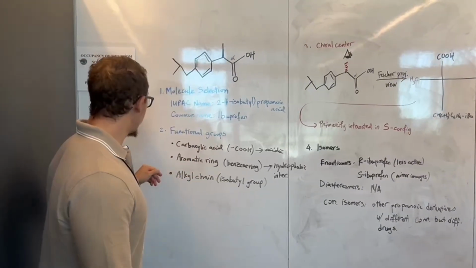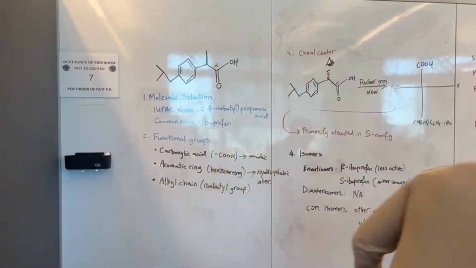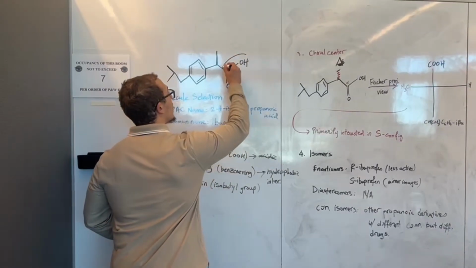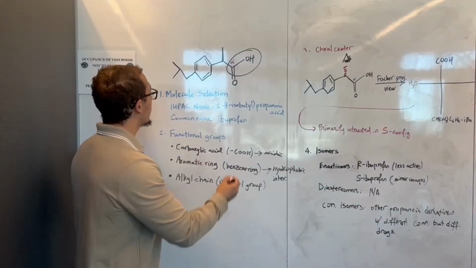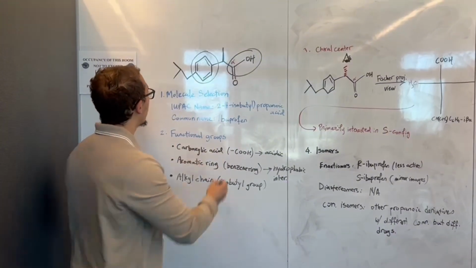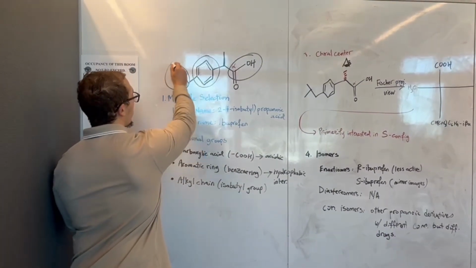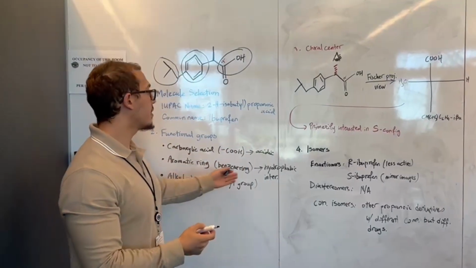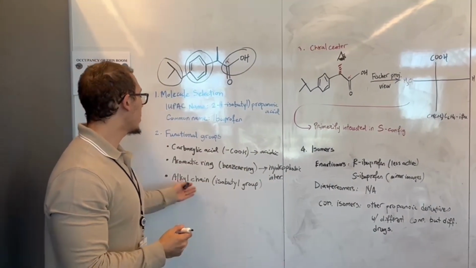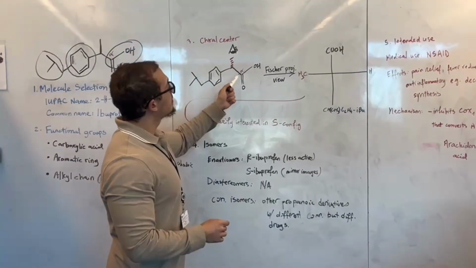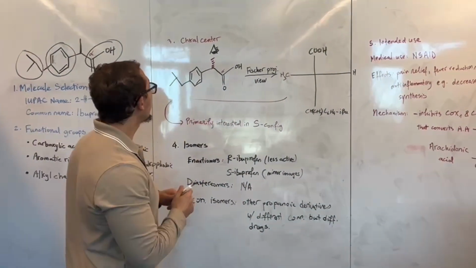Of the functional groups, we have 3: a carboxylic acid, an aromatic ring, your benzene ring, and the third is your isobutyl group. Right? Carboxylic acid is acidic, the aromatic ring offers hydrophobic interactions, and you have your alkyl chain, your isobutyl group. The chiral center is the methyl group, right? Adjacent to the alpha carbon.